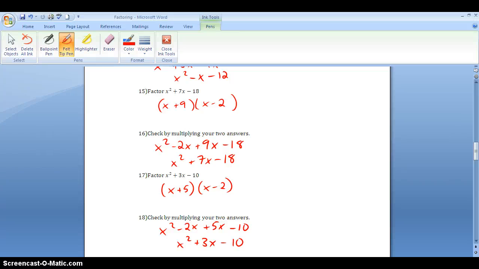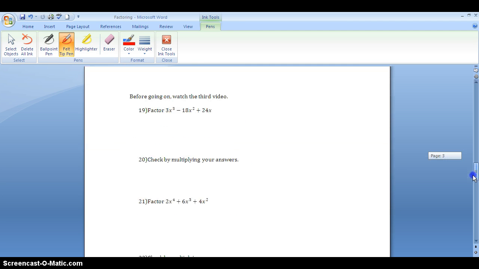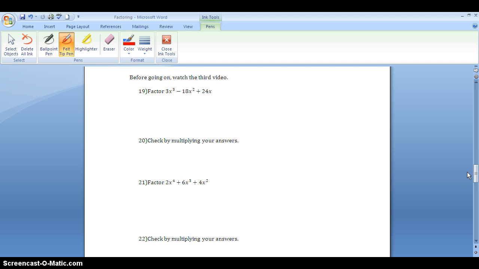So go ahead and check to see if you did these factoring problems correctly, and then we'll move on to the next page. All right, so now, this was going to be a little bit different. This kind of factoring, you notice that the first term isn't a quadratic. It isn't an x squared term.